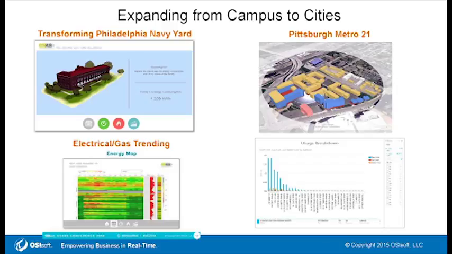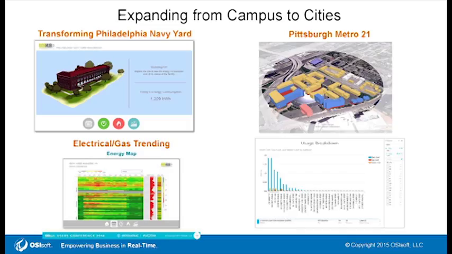Then they took that same philosophy and took it down to the Philadelphia Navy Yard. How many people went to the Navy Yard tour? A couple, right? So this is one of the buildings on the Navy Yard. Did you go to the AE hub or did you go to other places? We went to the hub.